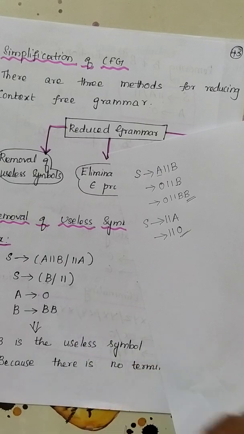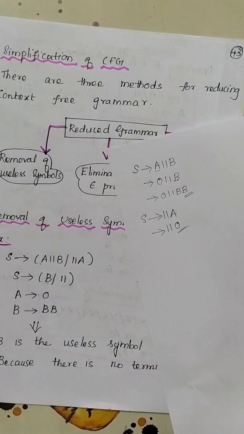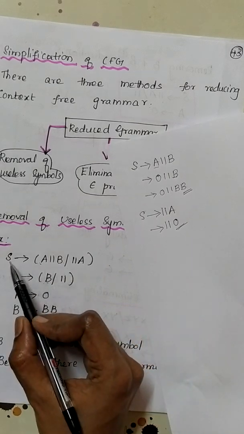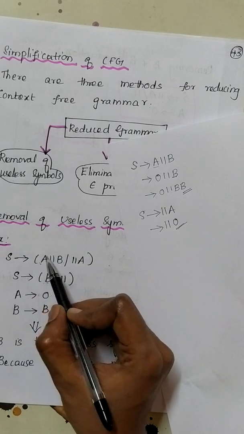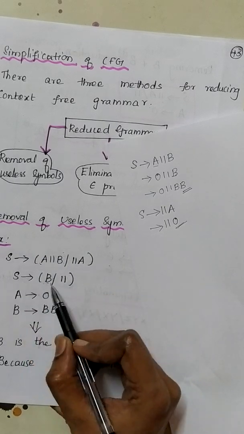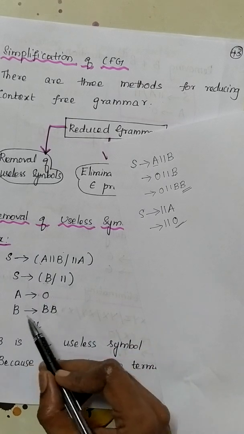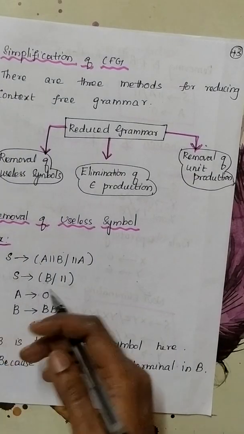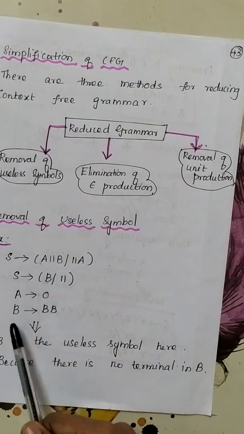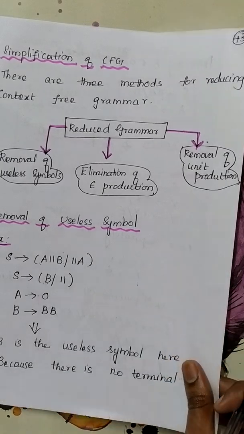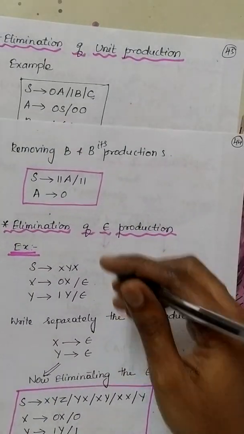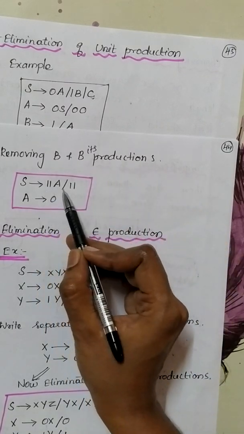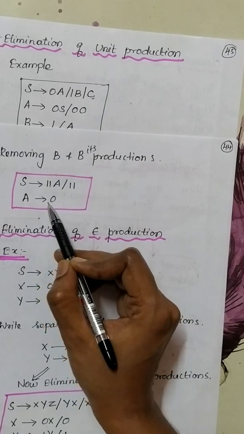After identifying the useless symbol, we have to eliminate it. Which productions does it have? S tends to A11B, we have to eliminate. S tends to B, we have to eliminate. And B tends to BB, this production also we have to eliminate. After eliminating these, removing B and its productions, our context-free grammar will be S tends to 11A or 11, and A tends to 0.